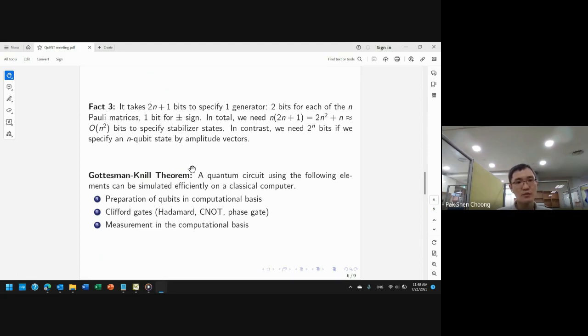And there's one very powerful theorem by Gottesman and Knill. Basically, they say that if your quantum circuit is prepared in a computational basis, and you are only using the Clifford gates, which are the Hadamard, the CNOT, and the phase gate, and you measure your states in the computational basis, then essentially you can simulate this quantum circuit on a classical computer. So meaning you can calculate whatever is happening using a classical computer.